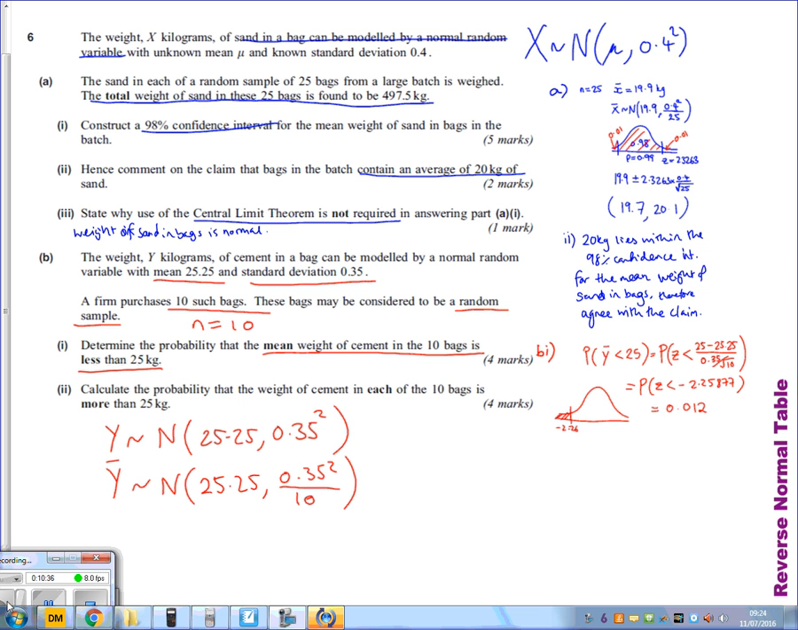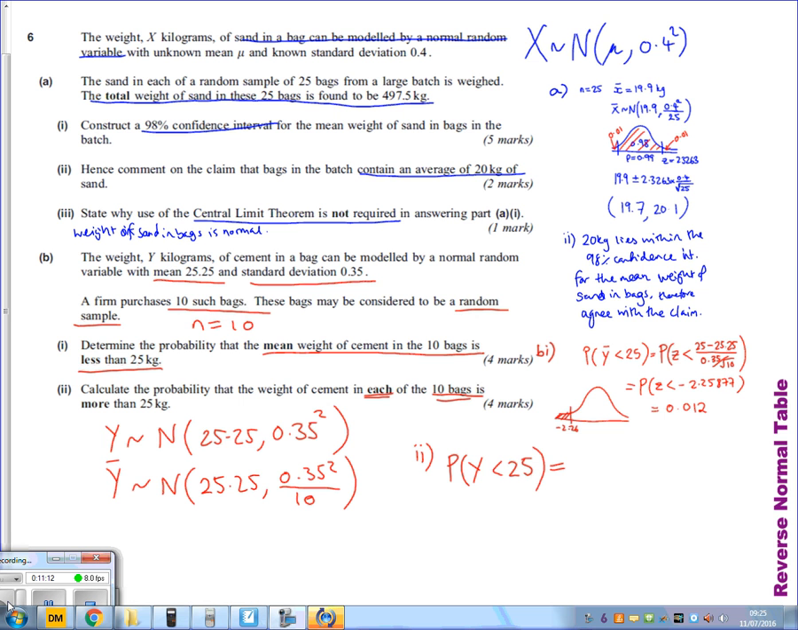And finally, B part 2, calculate the probability the weight of cement in each of the 10 bags is more than 25 kilograms. So if I'm thinking about the weight in each bag, so that's in bold there, it's an important word, we're just looking at the probability for one single bag. So Y is less than 25. And then because I've got 10 of them, whatever that probability is, I'm then going to do to the power of 10, because I want 10 bags with the same. So I'm going to work out this probability to start with.